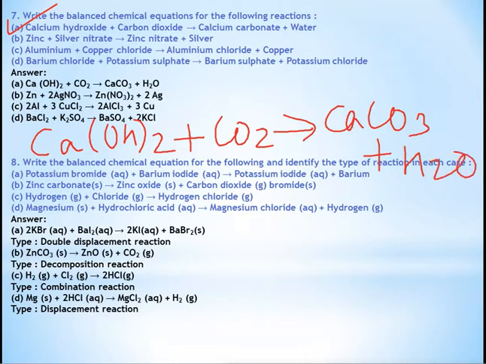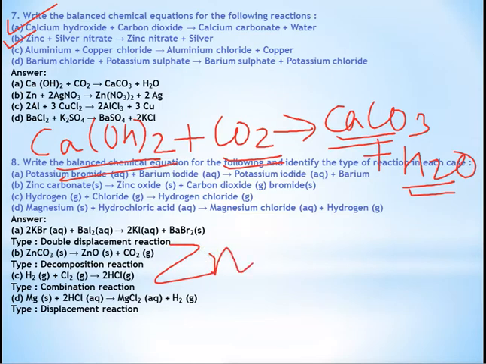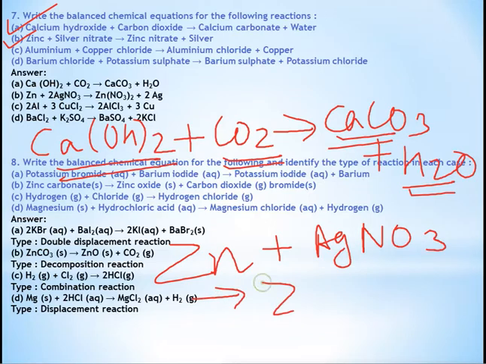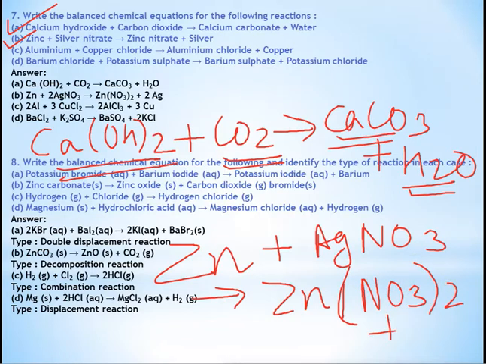This is the reaction. Formula of calcium hydroxide is CaOH2, formula of carbon dioxide is CO2, formula of calcium carbonate is CaCO3, and the formula of water is H2O. Now let's take up the next question, zinc. So what is the symbol of zinc? Zn. Formula of silver nitrate is AgNO3. AgNO3 gives zinc nitrate, ZnNO3 whole 2, plus silver, that is Ag.